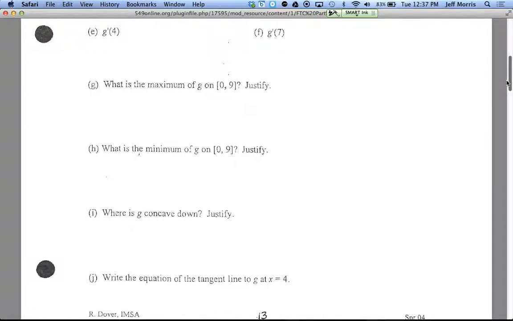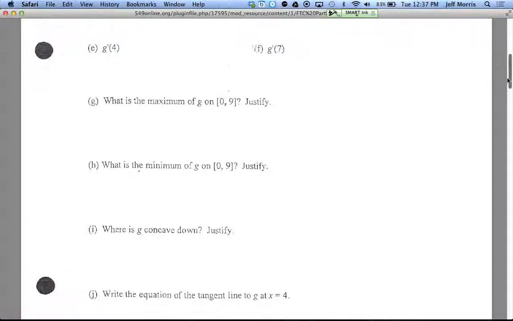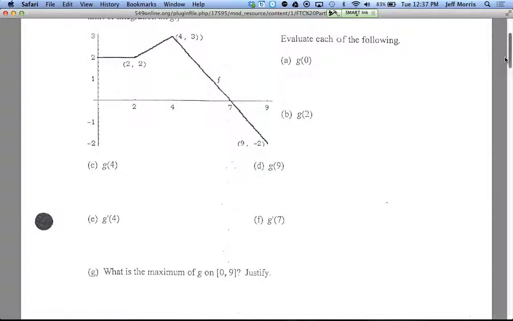Last two questions. Where does it concave down? Justify, and write the equation of the tangent line at 4. Let me go back up here. Concave down. So what question is that? I? I, concave down. All right, how are we going to do concavity? Second derivative. All right, the first derivative, again, was f of x.